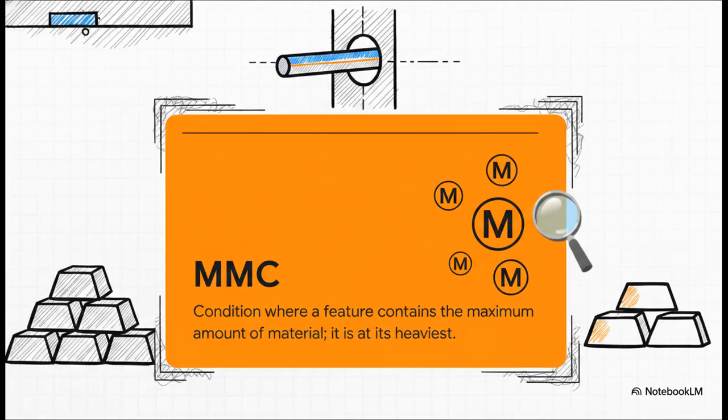When setting these limits, you're often going to see an M inside a circle on a technical drawing. This stands for Maximum Material Condition, or MMC. And it's exactly what it sounds like. It's the point where a feature contains the absolute maximum amount of physical material allowed by its limits. Basically, the part is, quite literally, at its heaviest.